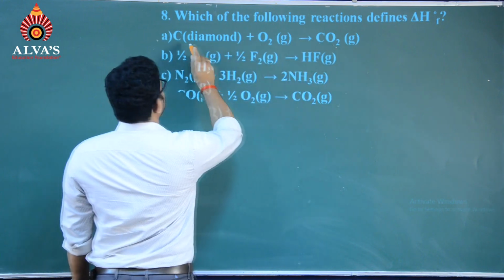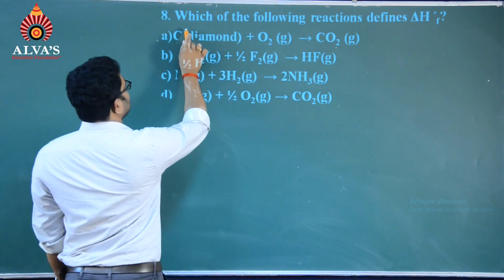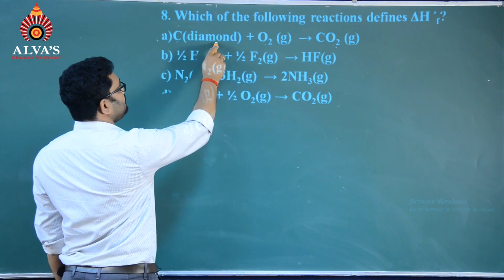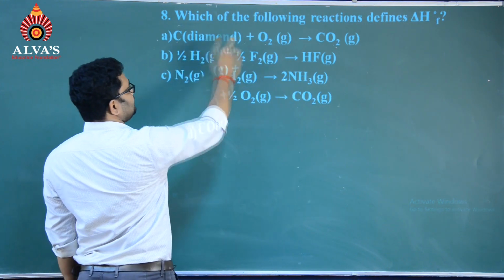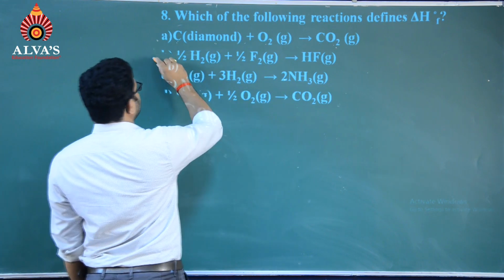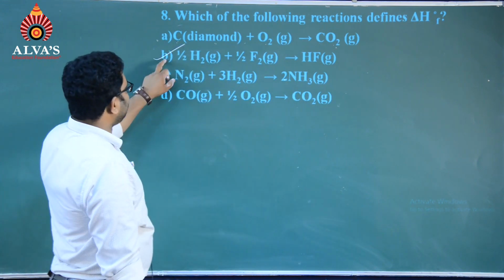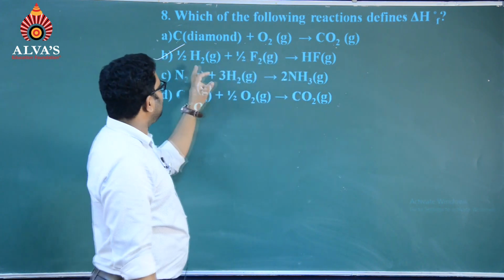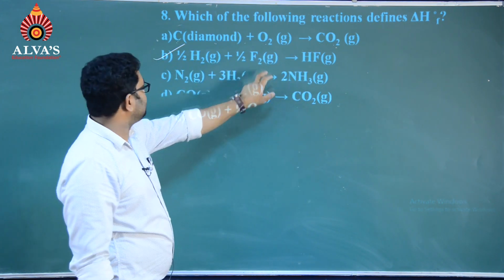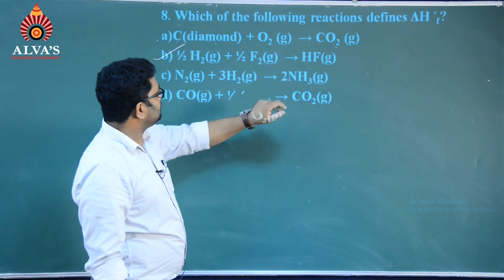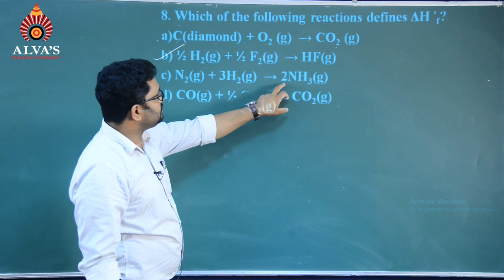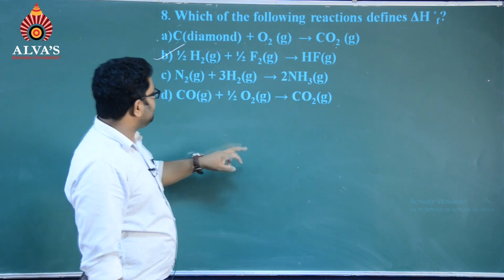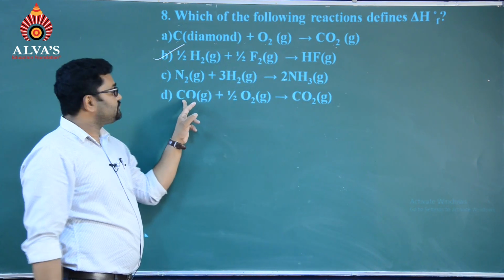Carbon dioxide, carbon and oxygen. Students, the standard allotropic form of carbon is not diamond, it is graphite. Hence, it is not enthalpy of formation. Yes, the answer for question number 8 is the second one, formation of 1 mole of compound from its elements in their standard physical state. The third one is not the answer because it is 2 moles, it should be 1 mole. And finally, the carbon dioxide is not formed from its elements, it is from compounds.